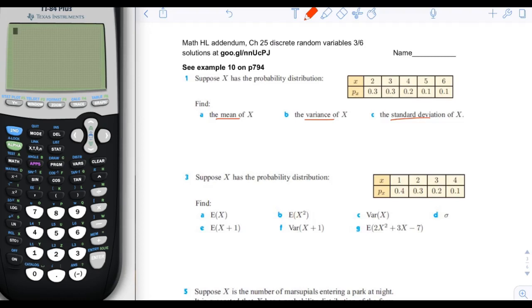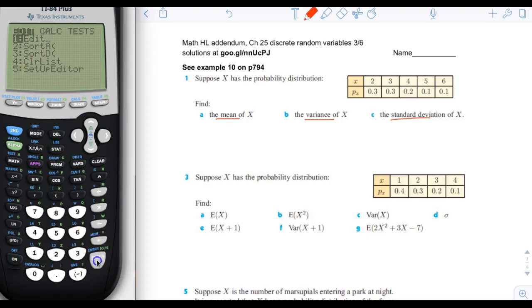Okay, so we're going to just do this with the calculator, and then we'll talk a little bit about how you do it by hand. The mean of x, the variance of x and standard deviation of x, all the information you need for those appears in the output of the calculator. So let's see how we do it.